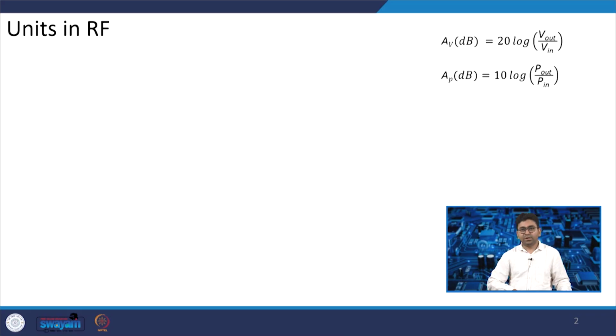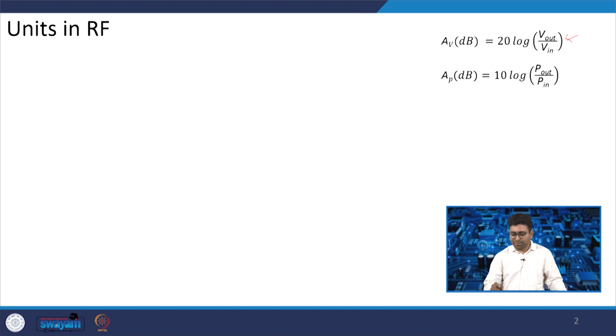Before going to noise, there are some important units that you should know for any RF system. One unit you already know and have studied widely in analog circuits is the voltage gain, Av in dB, 20 log of V out by V in. Similarly, there is a power gain. When we are considering power gain, it is 10 log of P out by P in.